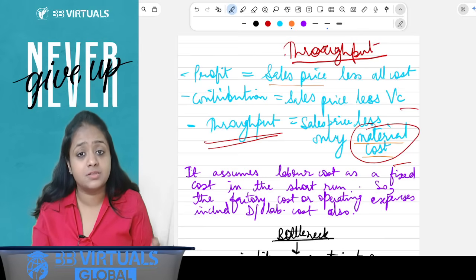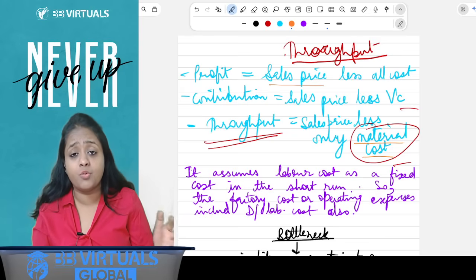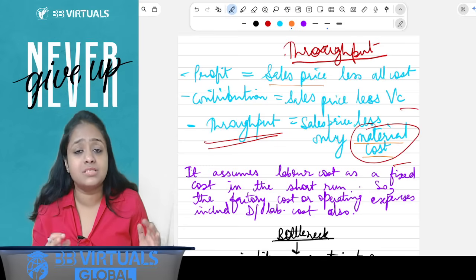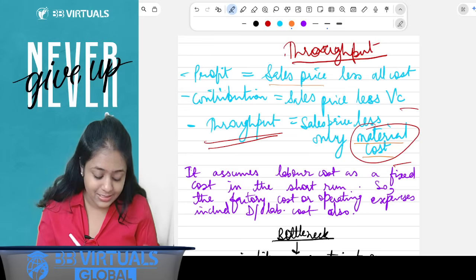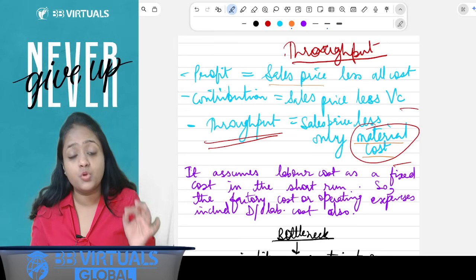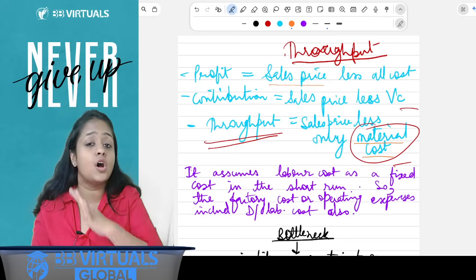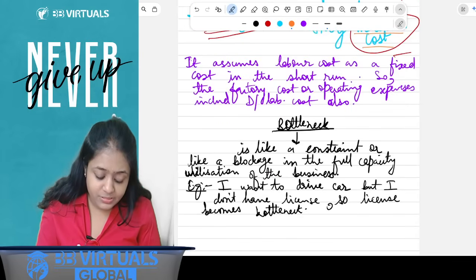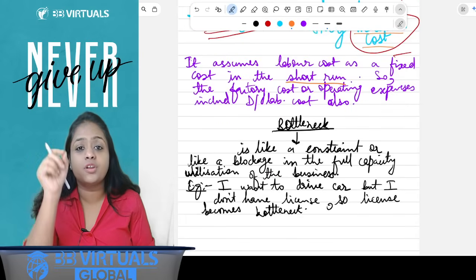cost is only material cost. Labor cost, as well as operation and the other expenses like variable overheads and fixed overheads, they all are fixed cost. They all are the operating cost that we call the fixed cost or the factory cost here. So normally profit is sales less all cost, contribution is sales less variable cost, but throughput is only sales less material cost only. Labor cost is always a fixed cost when it comes to throughput. It assumes labor cost as a fixed cost in the short run, and throughput is always short run focused.